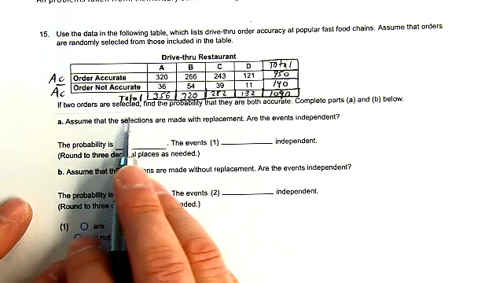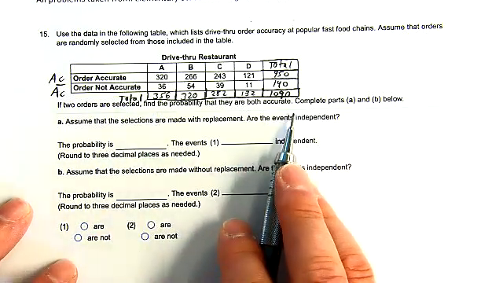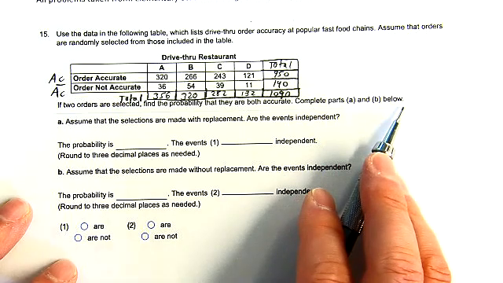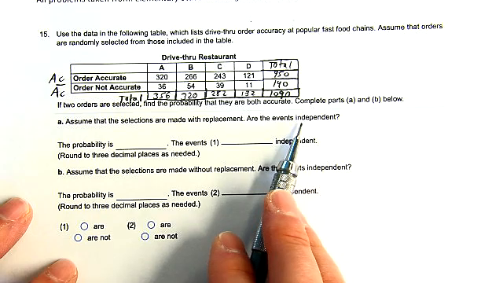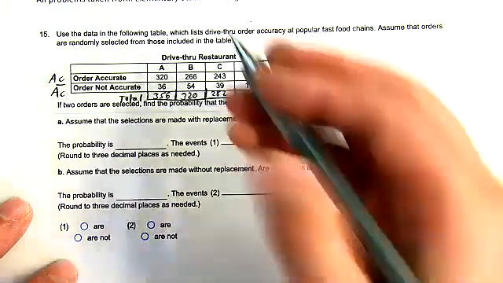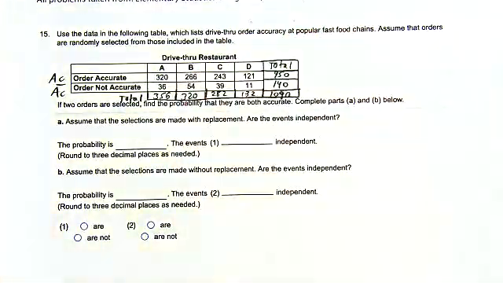If two orders are selected, find the probability that they're both accurate. Complete parts A and B below. Assume that the selections are made with replacement. Are the events independent? This is tricky to explain, but let me give it a shot.